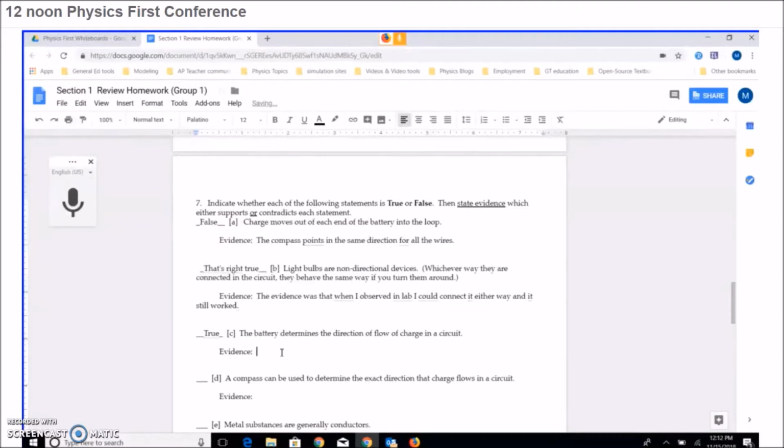Because when we flipped it, it didn't work. Wait a second. When you flipped the battery, it didn't work? Like the battery pack. So what happened, though, when you flipped the battery pack? What did you see? What happened to the compass needle? It went the opposite direction. It went the other way. That's right. Exactly. So I'm going to go ahead and put that down then. When I flipped the battery pack, the compass needle flipped the direction. Period.